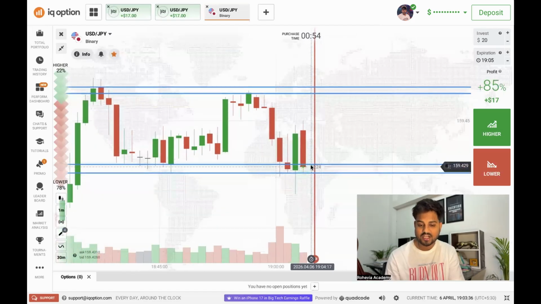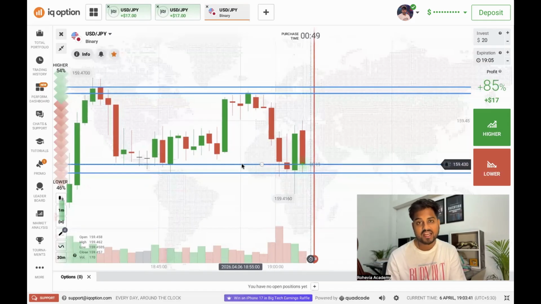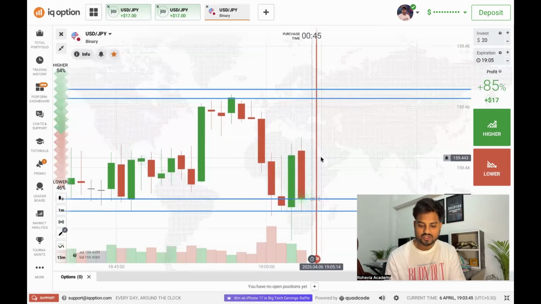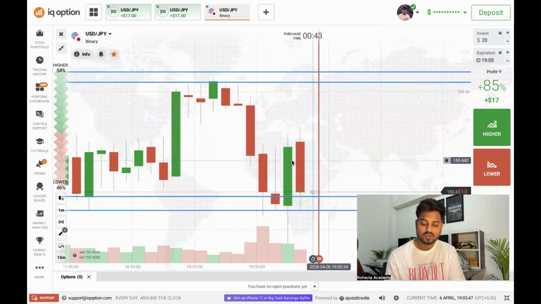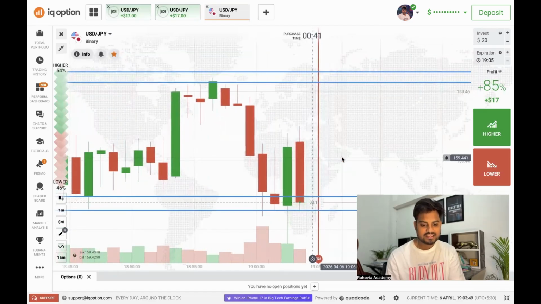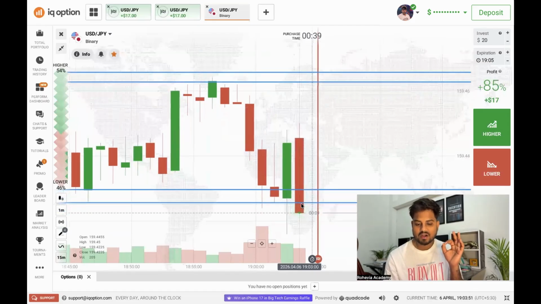If these sellers try to move down and show us any type of weakness from the buyers' area, again buyers can take control over the market. So let's wait for it. I can see that the sellers' rejection is so nice. The pressure is also so good from the seller side. But at the same time, I can see the rejection is coming out from the buyer side.